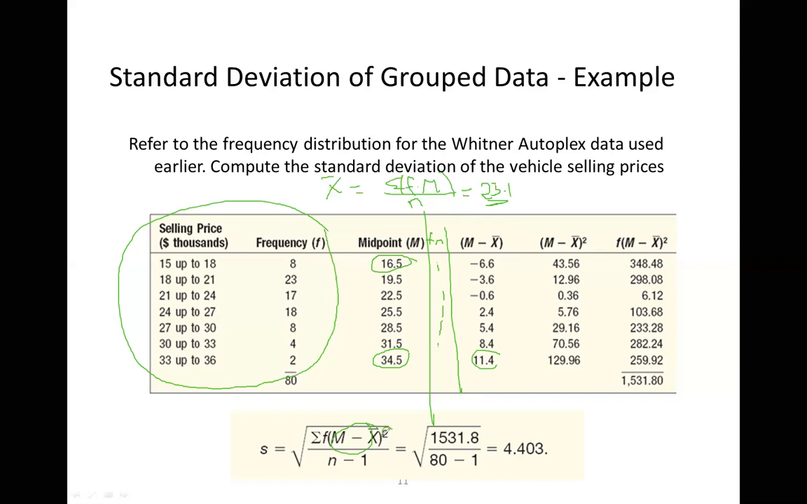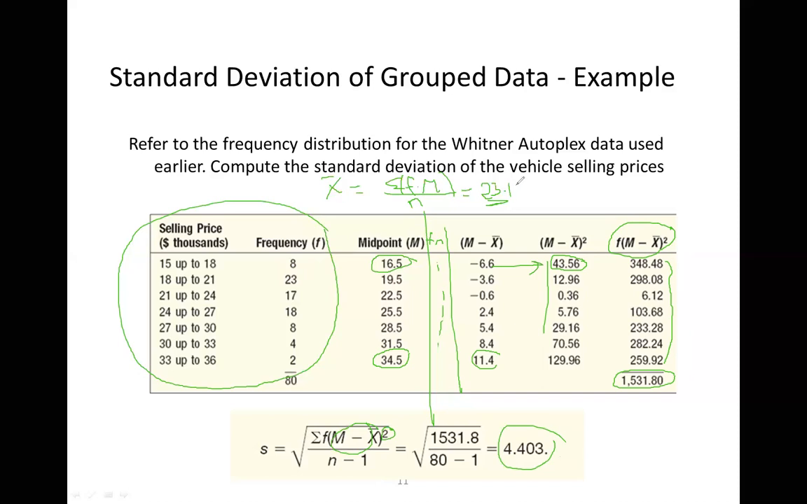Then we need to square the values. So M minus x bar, then squaring the values directly, and then each value times the frequency. So each value, that 43.56 times the frequency 8, will give you F times M minus x bar squared. Doing that for all the values, we can find the numerator for the standard deviation. So now sigma F times M minus x bar all squared, substituted in this formula, will give you the standard deviation equal 4.4.